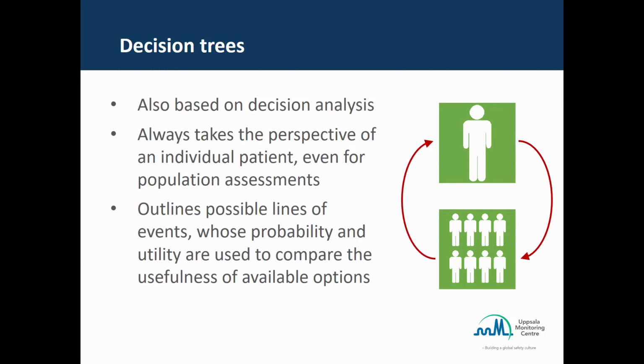But first I'll introduce what these decision trees are about. And decision trees are also, like the criteria-based methods, rooted in decision analysis. A key difference here is that these decision trees always take the perspective of an individual patient, even if the assessment is for a specific population. And what a decision tree does is it depicts possible lines of events that we call branches, whose probability and utility are used to compare the usefulness of the available options.